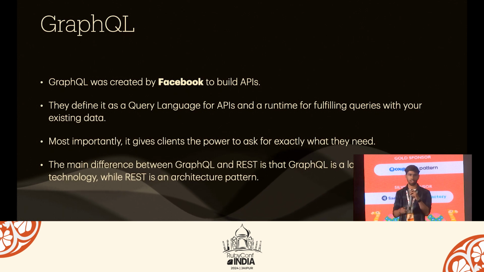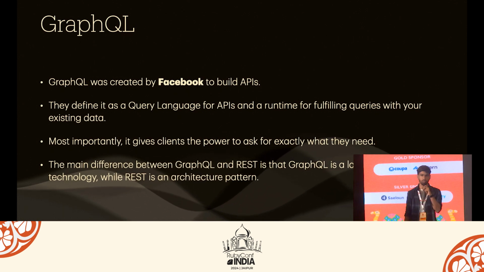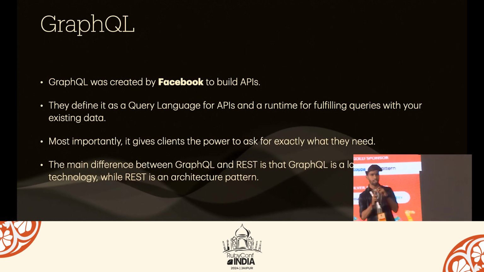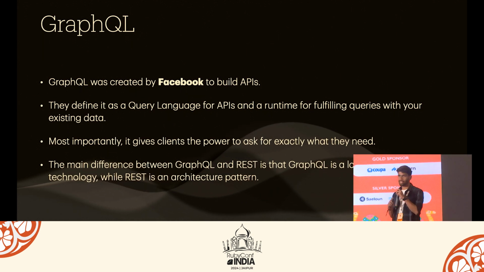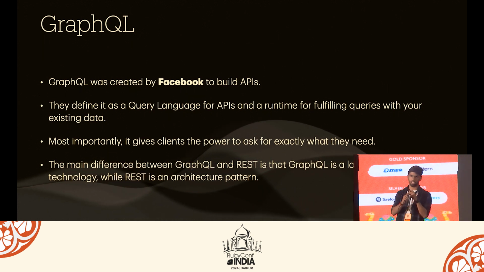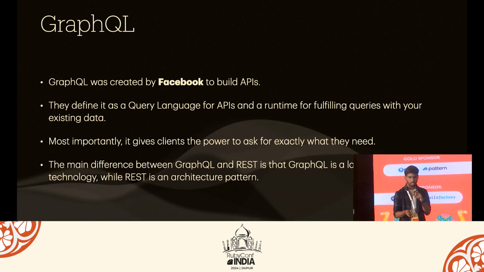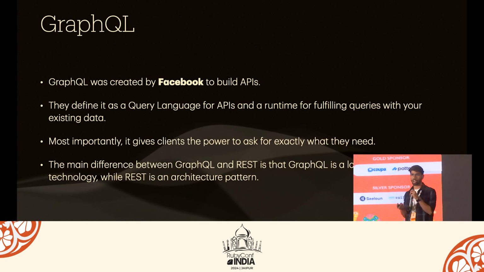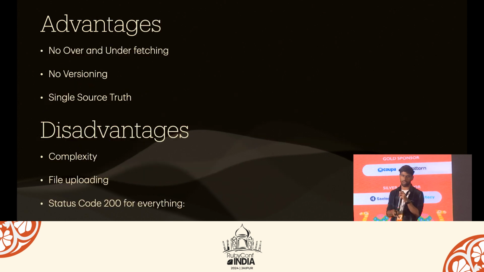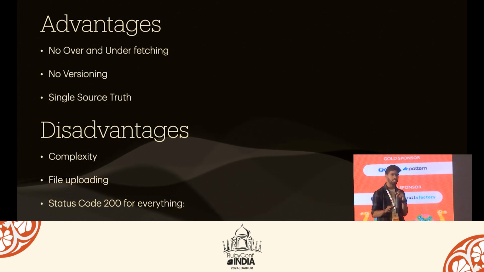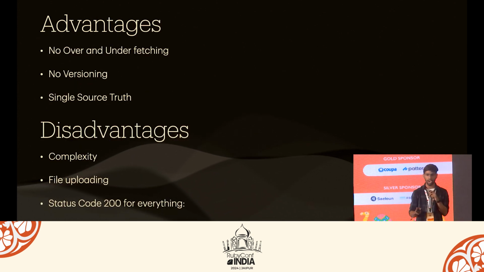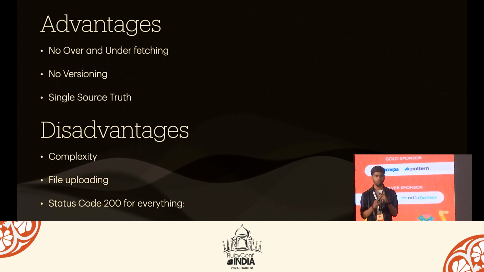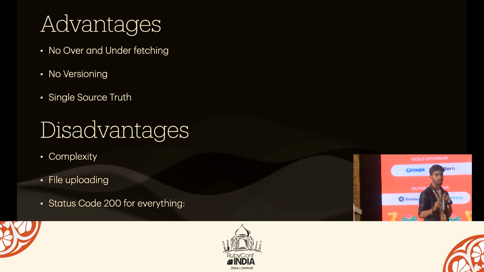And then here comes GraphQL, which was developed by Facebook in 2015. The main advantage of GraphQL is that what we need, we get from the API. The main difference between GraphQL and REST is that GraphQL is a technology or language, but REST is an architecture pattern. Advantages: no overfetching, no underfetching, no versioning required. Disadvantages: it is complex and it provides status code 200 for every response.